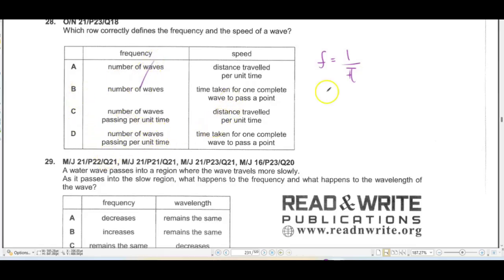Speed is equal to distance over time. ठीक है? तो speed is the distance traveled per unit time. So C is the correct option. Time taken for one complete wave to pass a point is not speed. Okay. टाइम पीरियड. सो 28 का आंसर सी है.